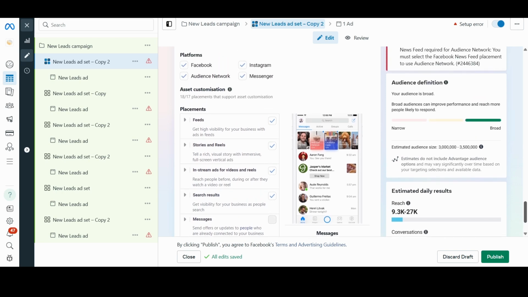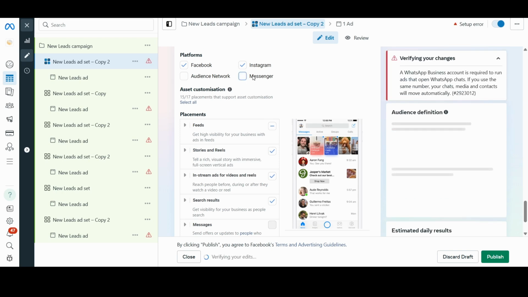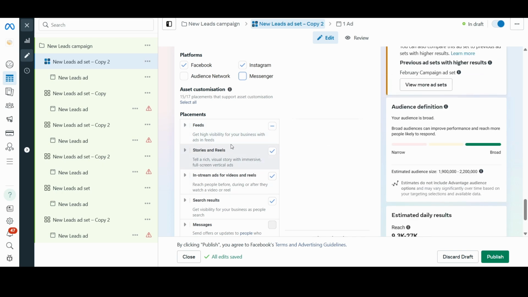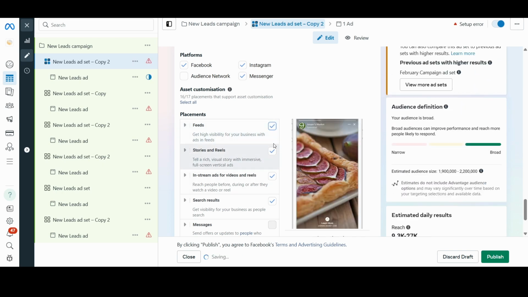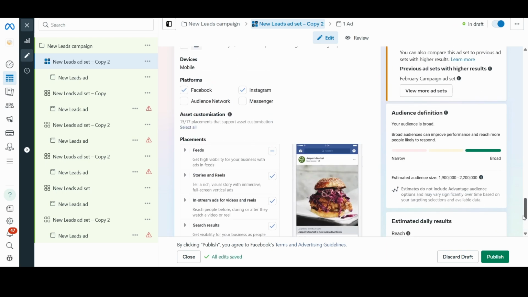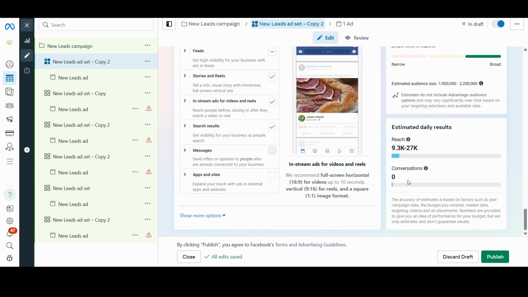So let's say I do not want audience network. It means nothing to me. I do not want messenger. They are all low quality. Facebook, okay. I just want Facebook feed, right? So I turn on Facebook feed. No, I do not want messenger. Off you go. So there you have it. Suddenly, see, back to zero conversions. Back to zero conversions because I'm now doing high level specialized targeting.